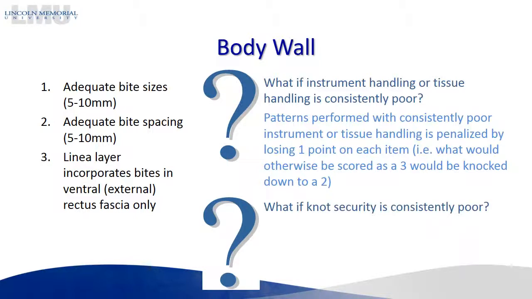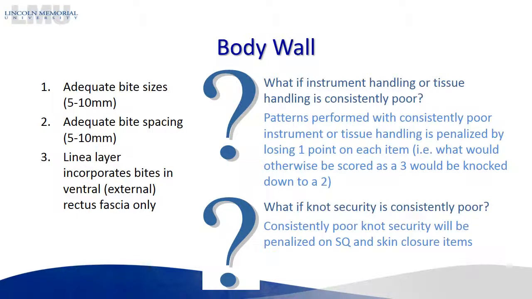Which raises a question, what if knot security is consistently poor? So as they're placing these sutures, perhaps they're throwing half hitches in there, not noticing. In this case, we're going to actually table that issue, and we're going to evaluate knot security on the sub-Q and skin closure items. There is not a specific knot security item in the body wall, so we're not actually going to evaluate it there.